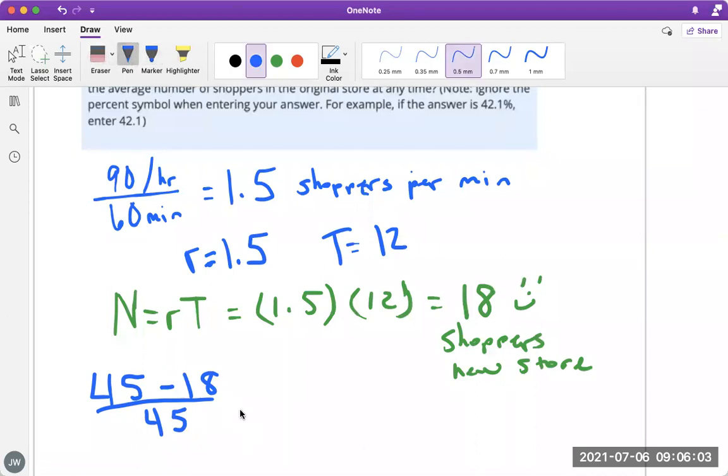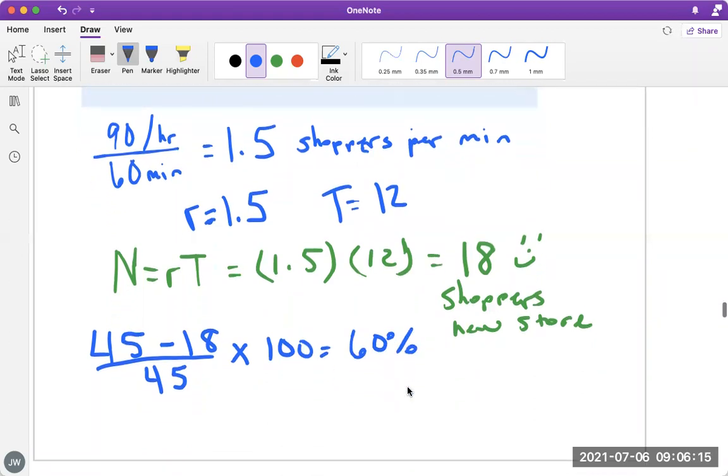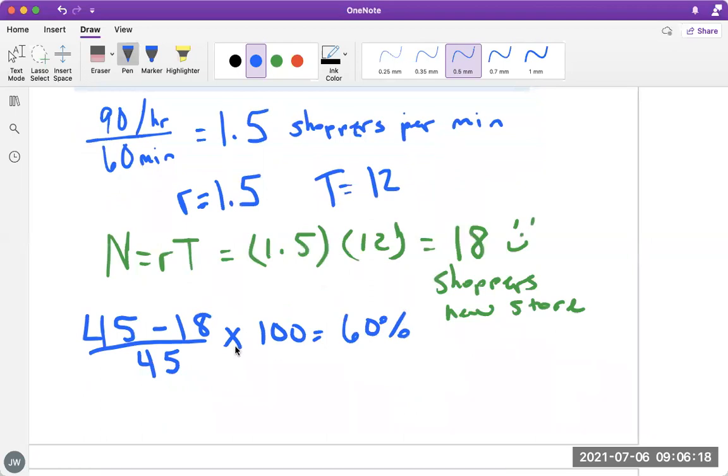How do we change this number to a percent? All you have to do is multiply by 100. All right, so then you get 60. Oh, I'm so used to writing the percent symbol, but it says you do not need to write the percent symbol. So your final answer is just 60.